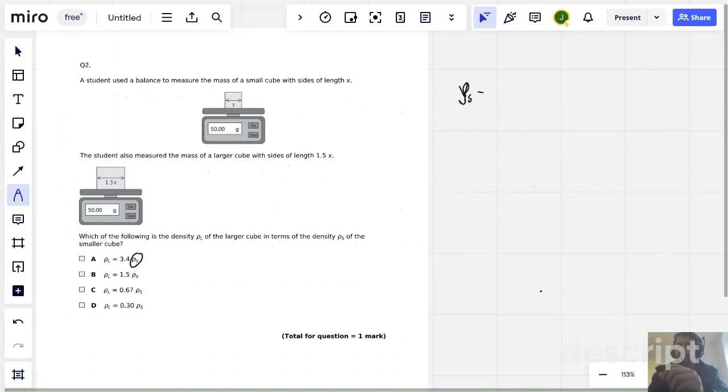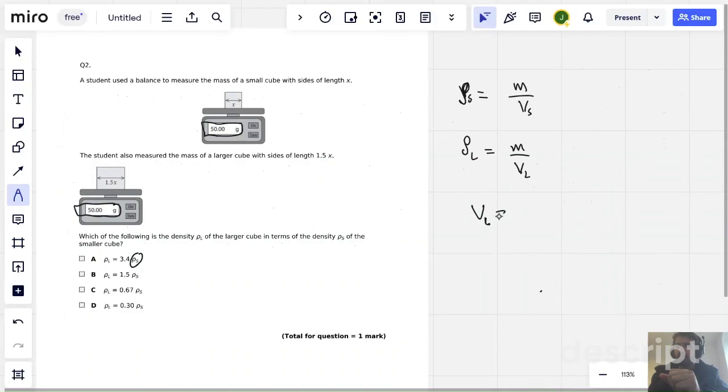Sorry, density of the smaller cube will just be mass of the small cube divided by volume of the small cube, and density of the large cube will be mass divided by volume of the large cube. In this case, the mass of these cubes is the same. You can see it here. Both are 50 grams, so that's why I've not written ms and ml, because they are exactly the same. Now we know that density is related to volume, and we want to find how the volume of the large cube is related to the volume of the smaller cube.